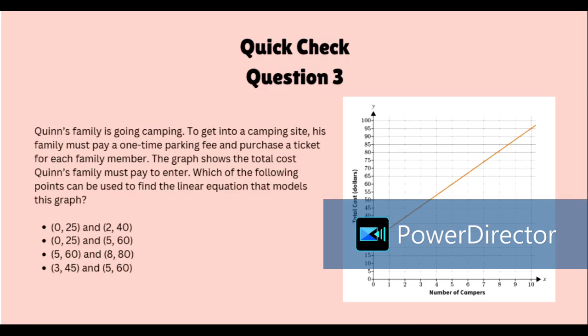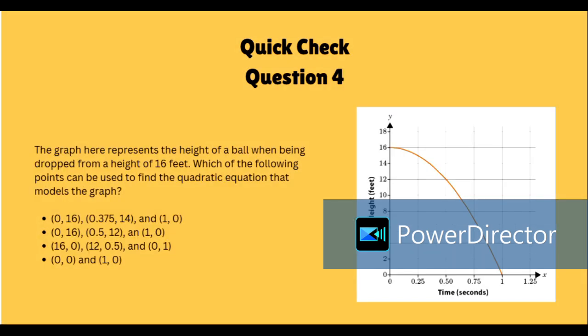Here's quick check question 3. Quinn's family is going camping. To get into a camping site, his family must pay a one-time parking fee and purchase a ticket for each family member. The graph shows the total cost Quinn's family must pay to enter. Which of the following points can be used to find the linear equation that models this graph? So you're looking for 2 points that can help you find the linear equation. I will give you a hint. The 2 points must help you determine the slope. You can do this.